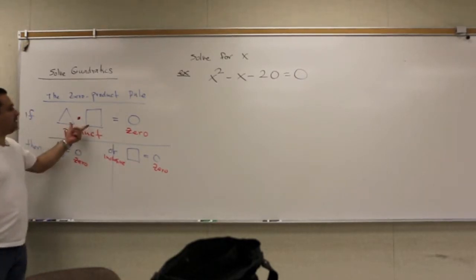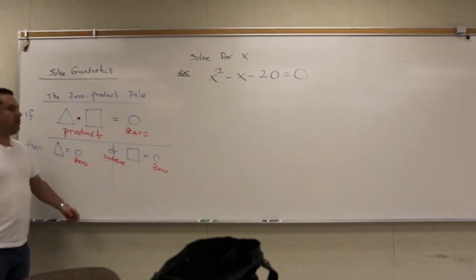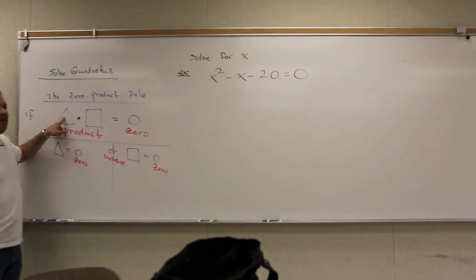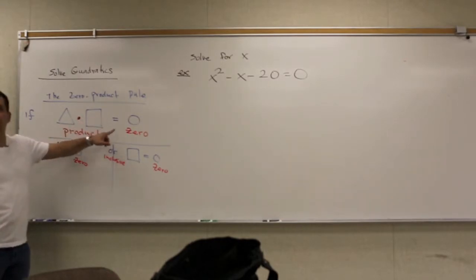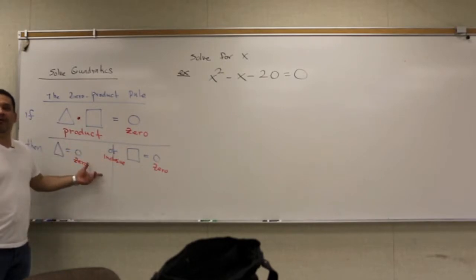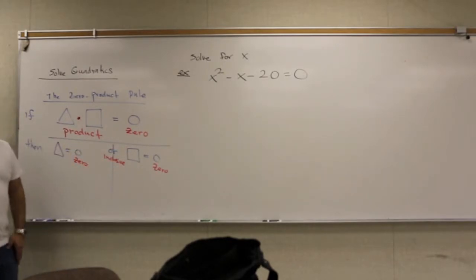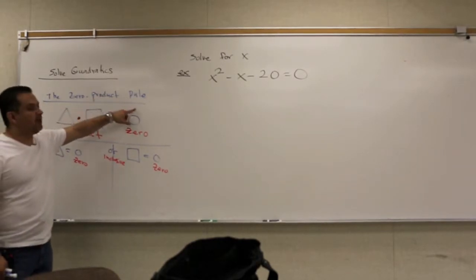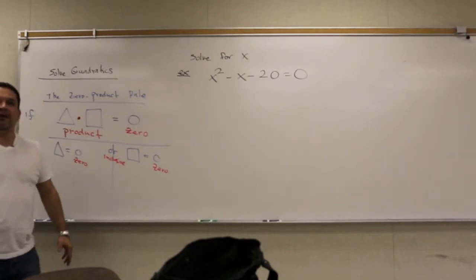If you have this situation, do you know what that means? That means either your triangle is 0, or the square is 0. Or it could be both. But the point I'm making is, if you ever multiply two numbers together and your answer is 0, what does that mean about your numbers?